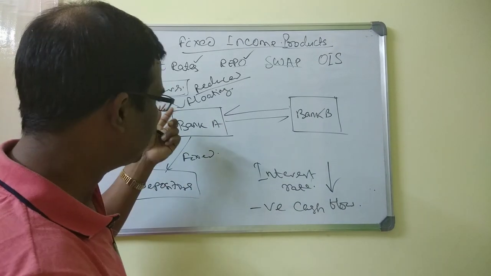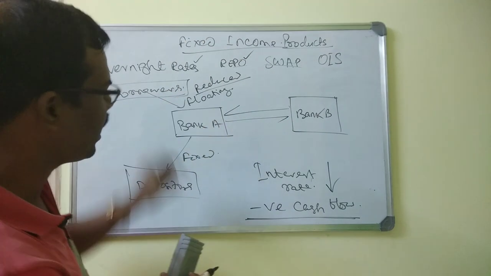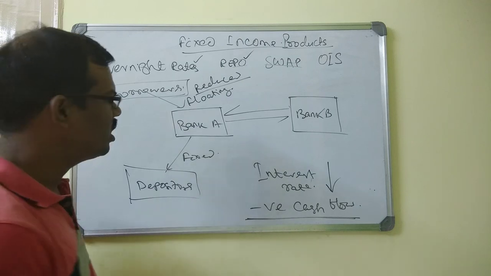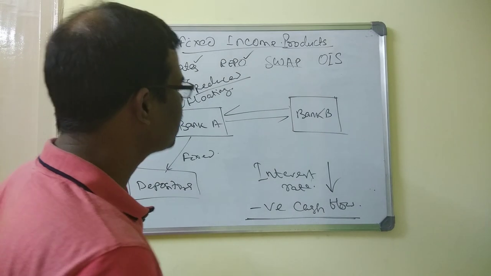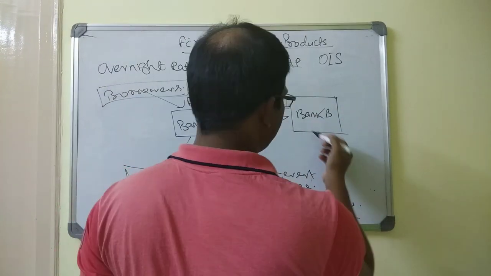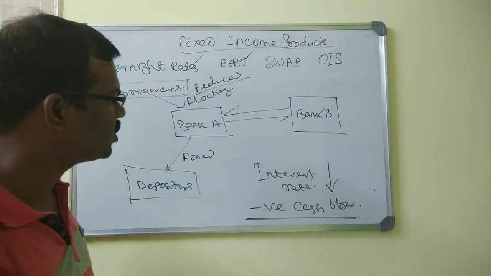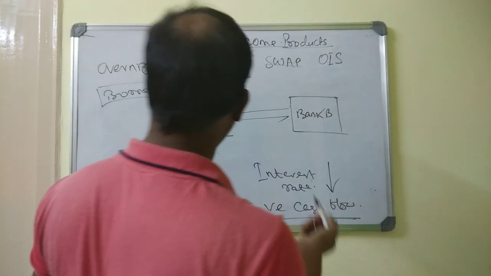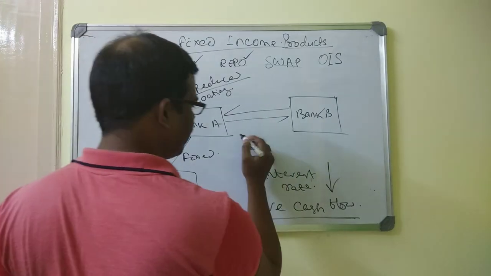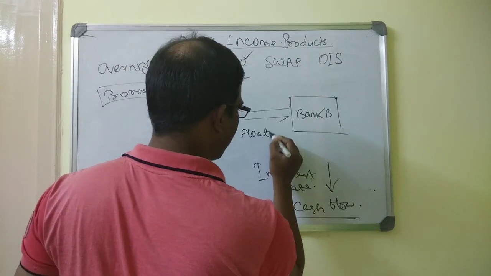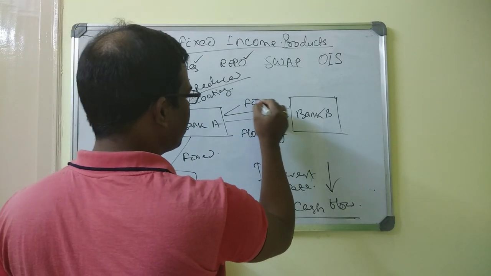So to avoid such a scenario, the risk management department of bank A will try to transfer some of the portfolio to another willing partner in the market. Let us say bank B, or say a corporate, is willing to take some part of the risk of bank A. Since bank A is receiving the floating, it will try to give the floating side to bank B, and in return it will receive the fixed amount.